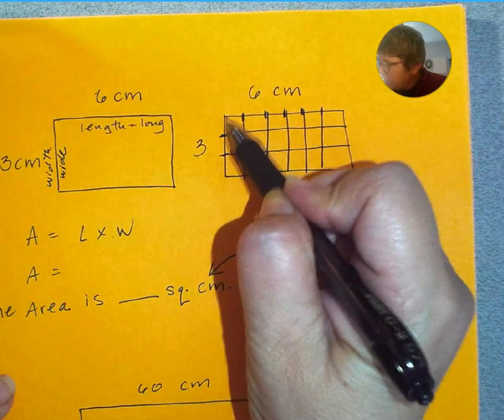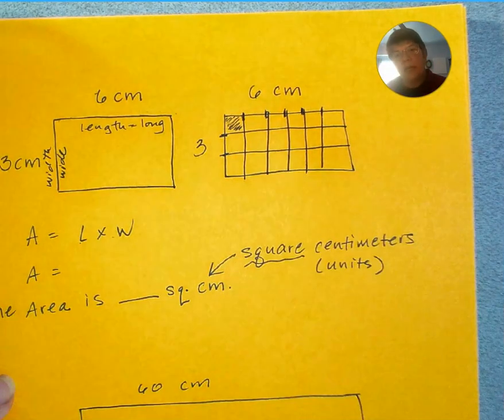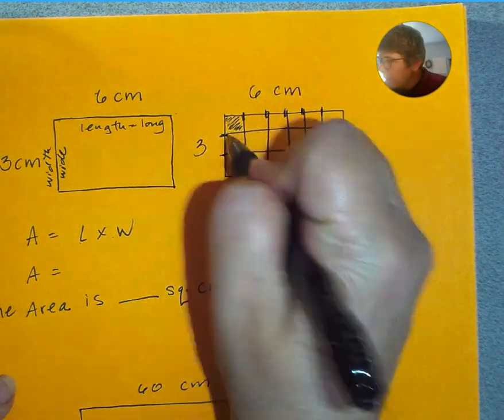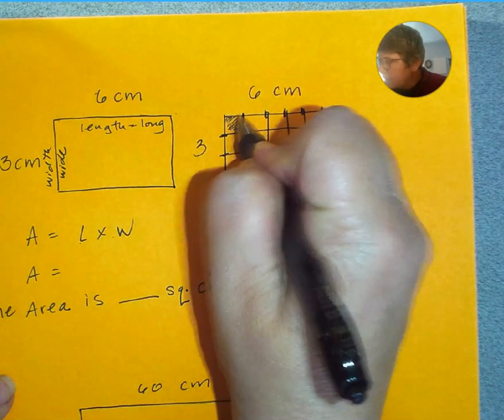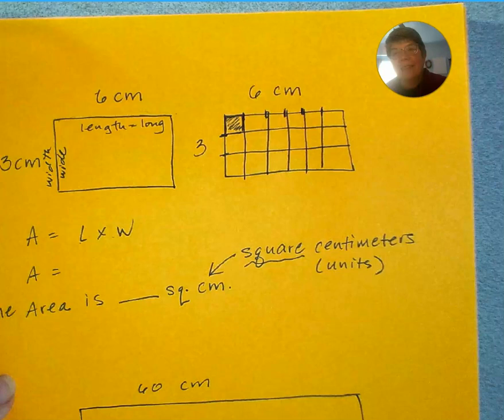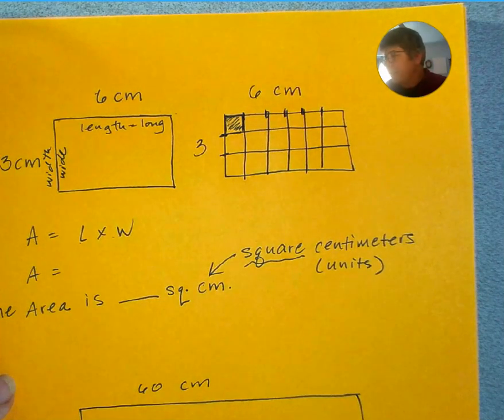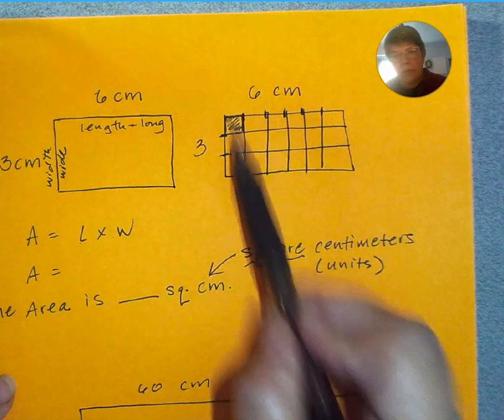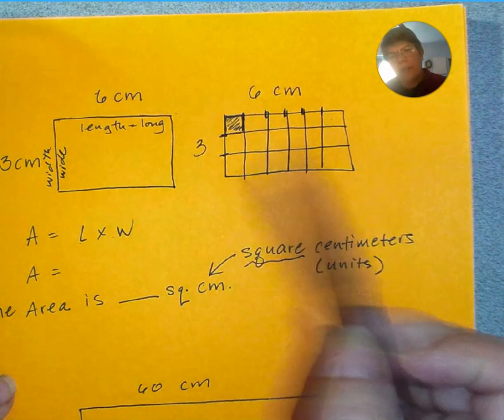So each of these is 1 centimeter on each side, right? 1 centimeter this way, 1 centimeter this way, 1 centimeter this way, 1 centimeter this way. That's what makes it a square centimeter, right? So there's 6 going this way and 3 going this way. So how many do we have altogether?